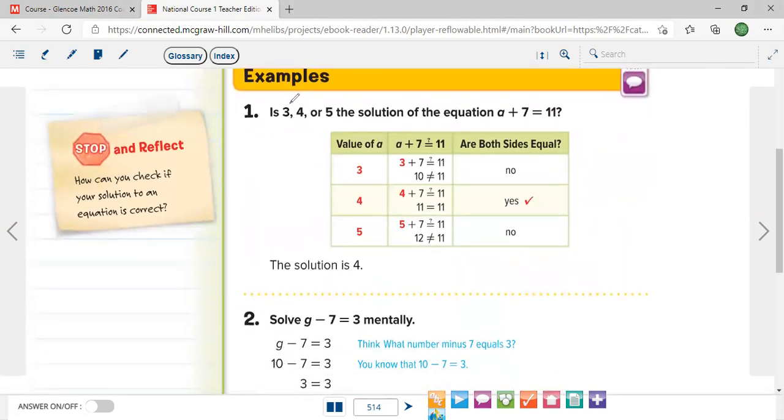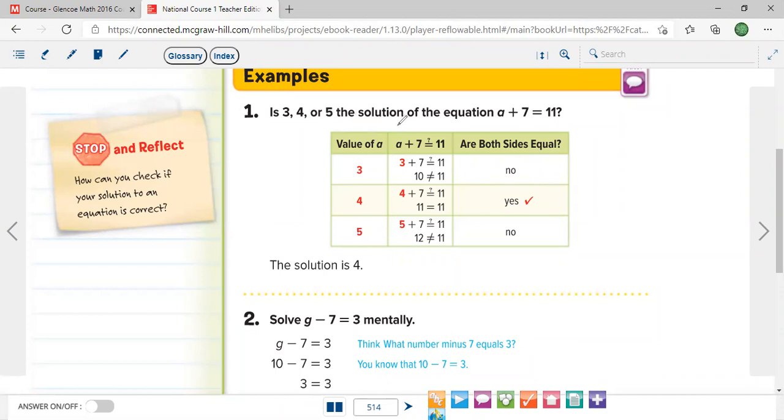In example number 1, is 3, 4, or 5 the solution of the equation a plus 7 equals 11? So let's try the 3 first. Is 3 plus 7 equal to 11? Of course not, because 3 plus 7 is 10. So you can say here, no, it is not a solution. Now let's try the 4. Is 4 plus 7 equal to 11? Yes, because 4 plus 7 is 11, so the left-hand side will be the same as the right-hand side. So we can say yes, 4 is a solution.